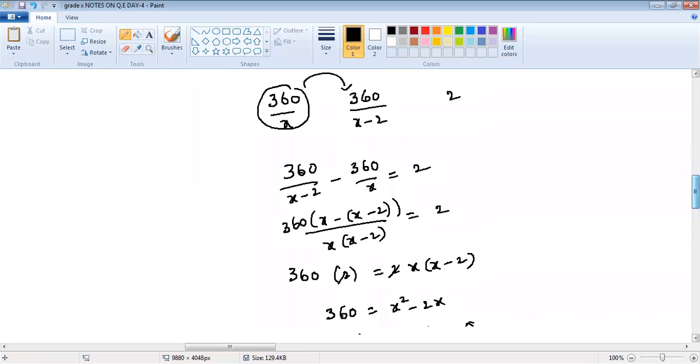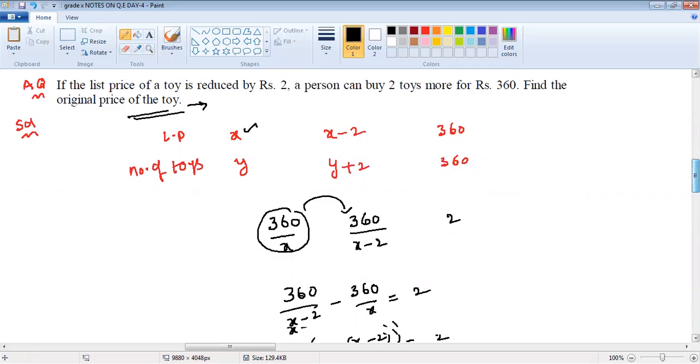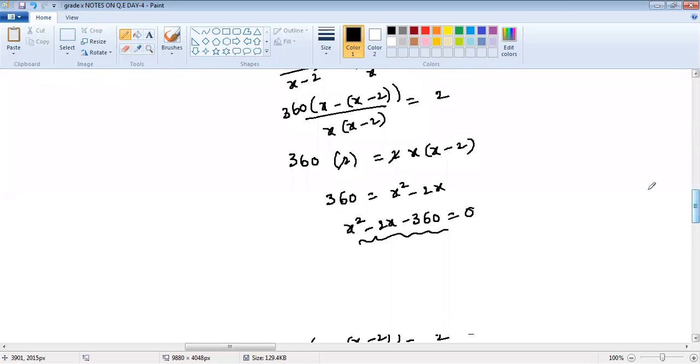Yes, sir. Then the question is, what is the original price of the toy? So if you find the original x value, that is enough. Sometimes they'll ask how many toys he bought initially. Like that. Okay. So with this question, today's content and the quadratic equations lesson has been completed.